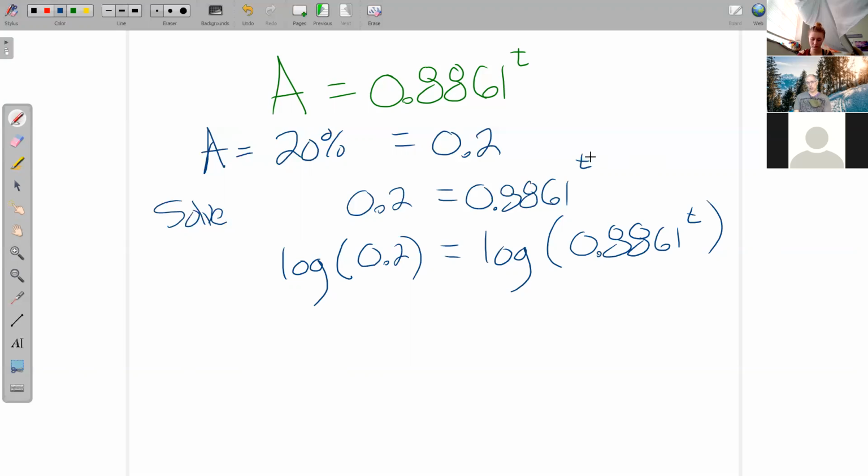So again, if the variable is an exponent, you have to use logs. The next thing that happens is, this is a special property of logs, that if you have the log of something to a power, the power pops out front. So now I can rewrite the right side as t times the log of that base. So we're applying lesson 4.3. This was the whole point of lesson 4.3 from last week.